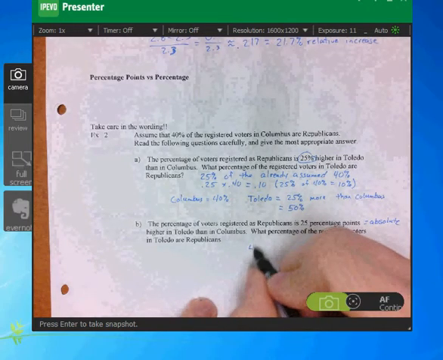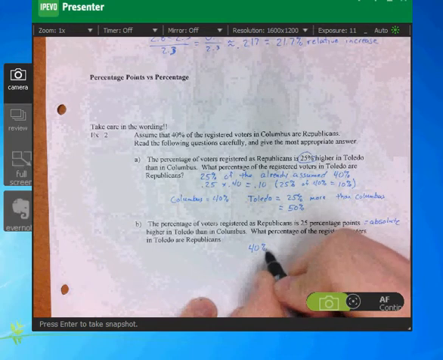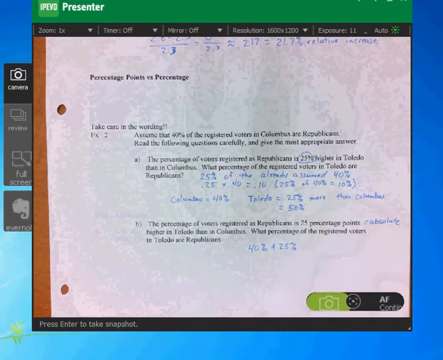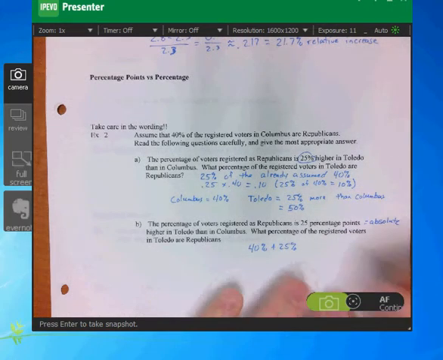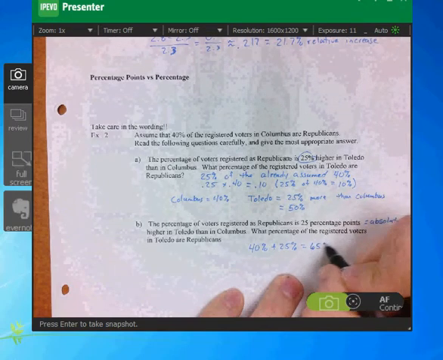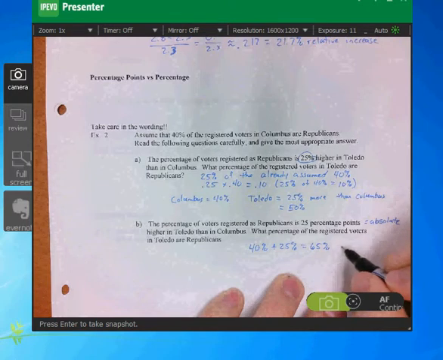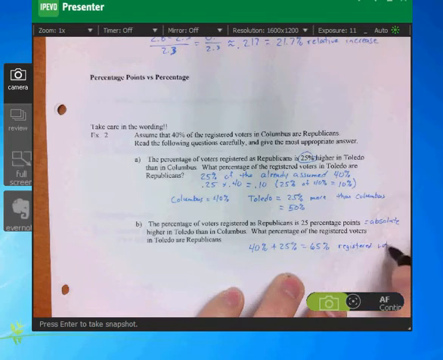So that makes it fairly easy because we're saying our 40% of Columbus voters, and it's an actual percentage point, 25% more. So we're saying there's 65% of registered voters in Toledo being Republican.